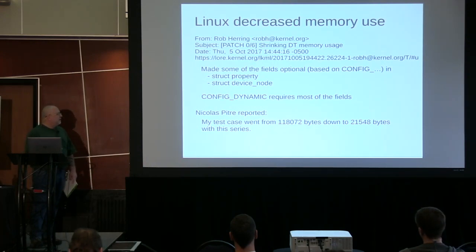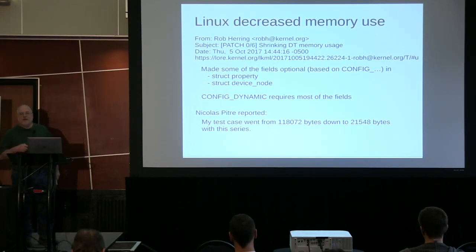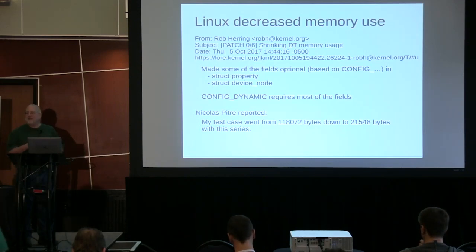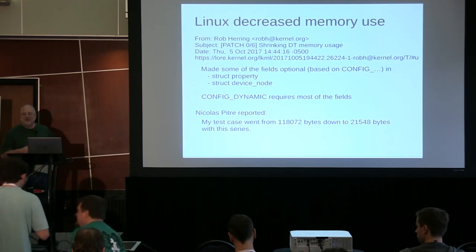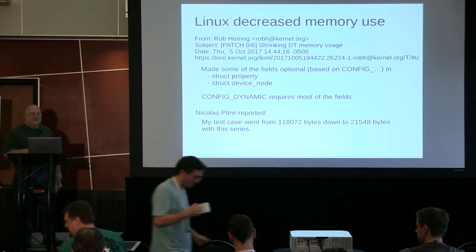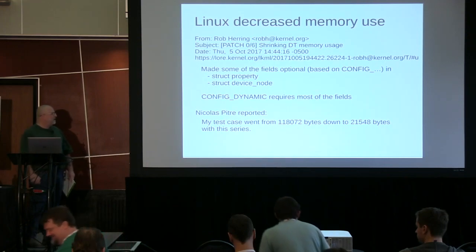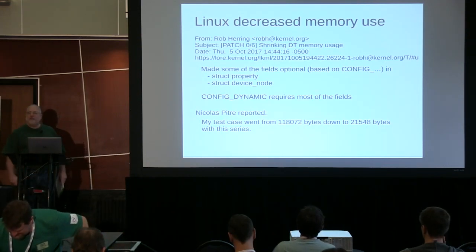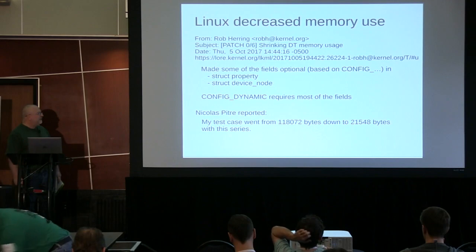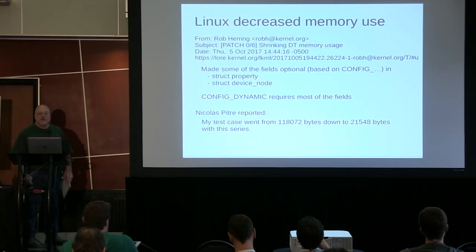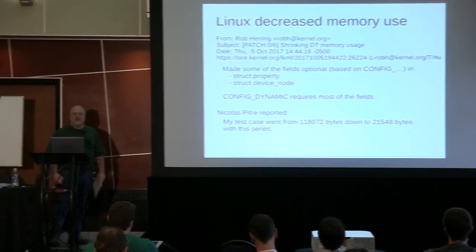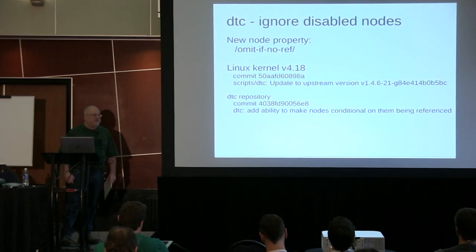So once he put these patches in place, Nicholas Pitre did some attempts to tinyify the kernel. Feel free to jump in on this, Rob, at any point, because I'm talking about your stuff. Nicholas reported some results, and he had a test system where he went from almost 120,000 bytes down to just over 20,000 bytes. So that's a significant size reduction for a memory-constrained system. And he's talking about very, very constrained systems.